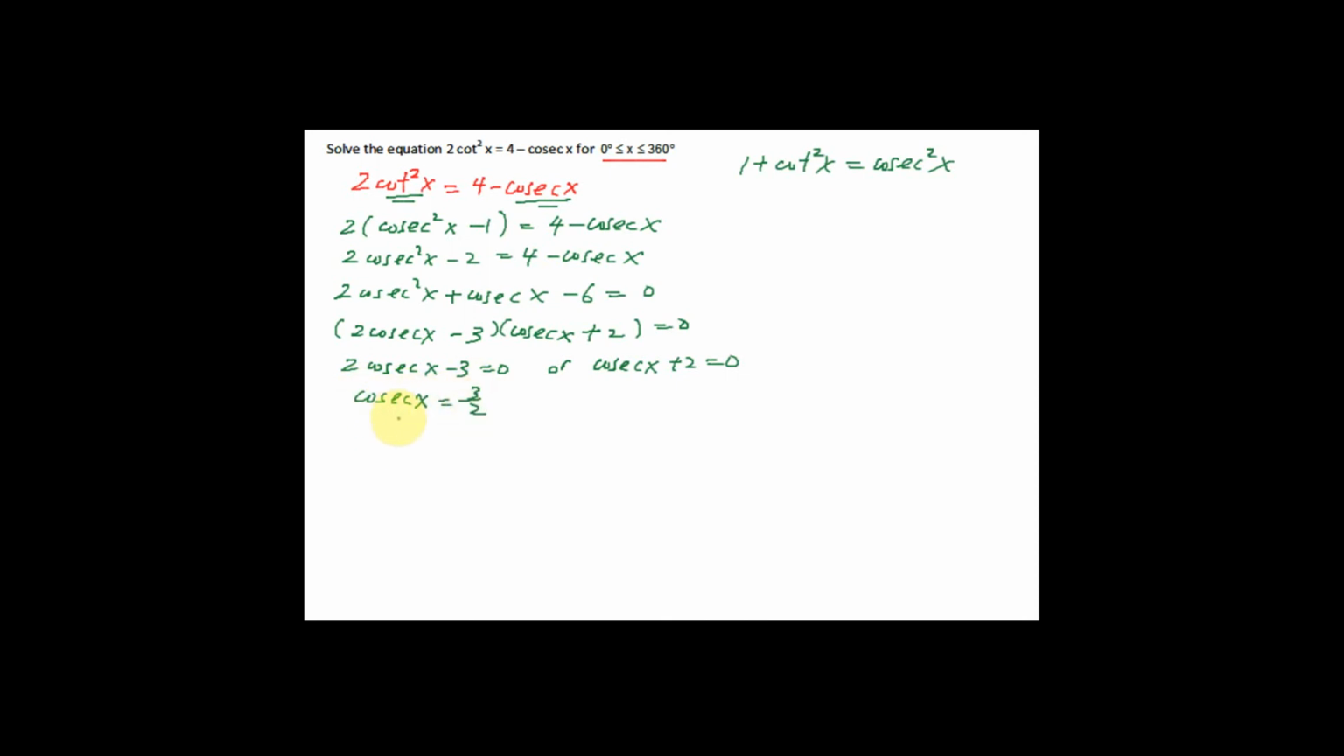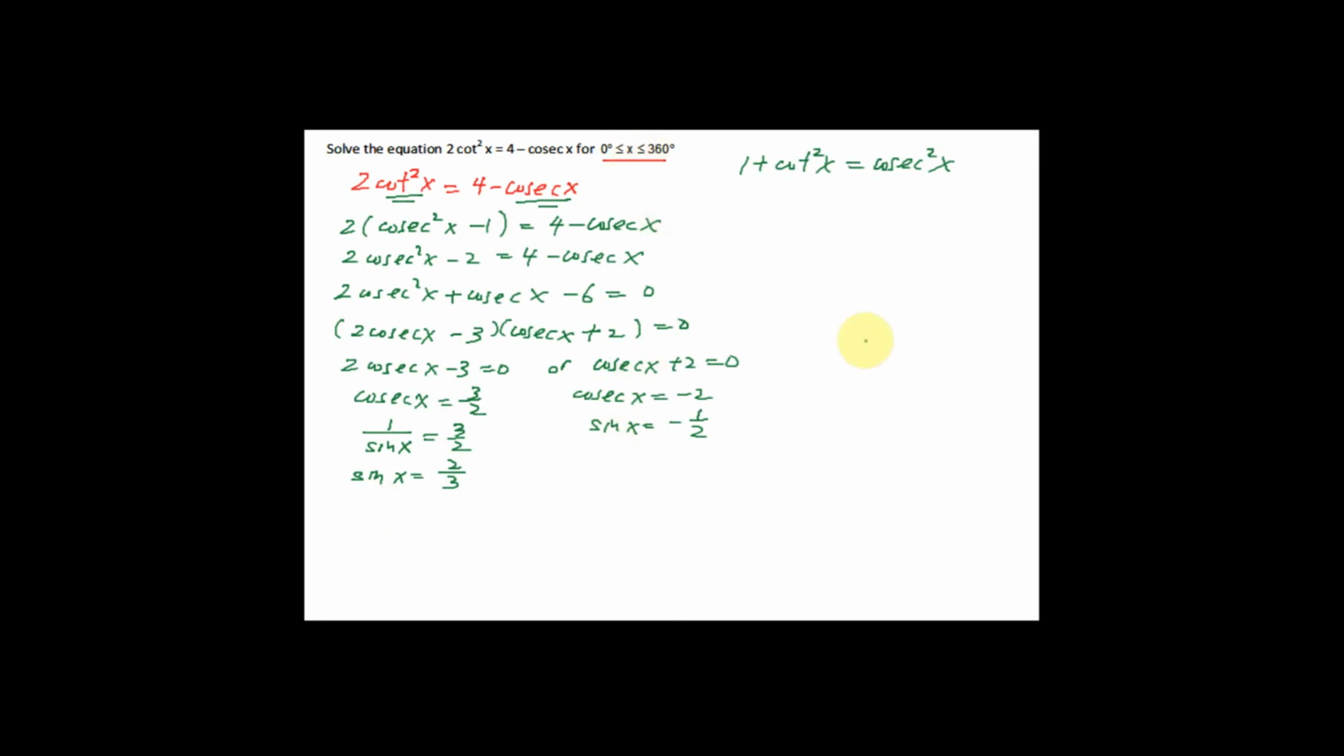Remember, you have to change to sine, cos, and tangent. Cosecant is 1 over sine x equal to 3 over 2. Therefore, your sine x equal to 2 over 3. Here you have cosecant x equal to negative 2. Therefore, your sine x equal to negative 1 over 2, because cosecant is 1 over sine.